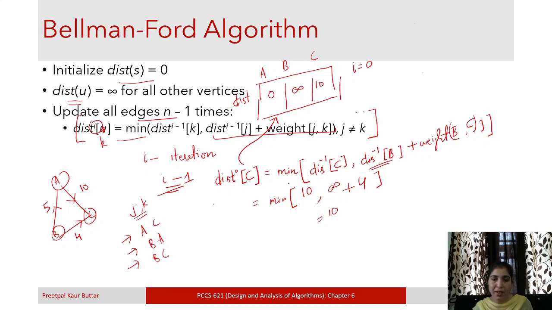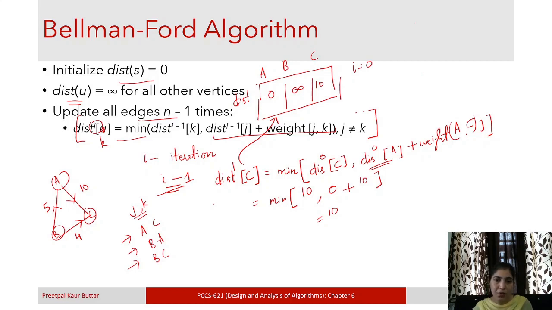So here we will update the distance of C, and now we will look at distance. We are calculating distance in iteration 1, so we will look at the previous array, distance 0. Okay, so A to C, so the destination is C. Okay, so the previous distance of C is 10 and the distance of A is 0 and the weight from A to C is 10. So it will not change.